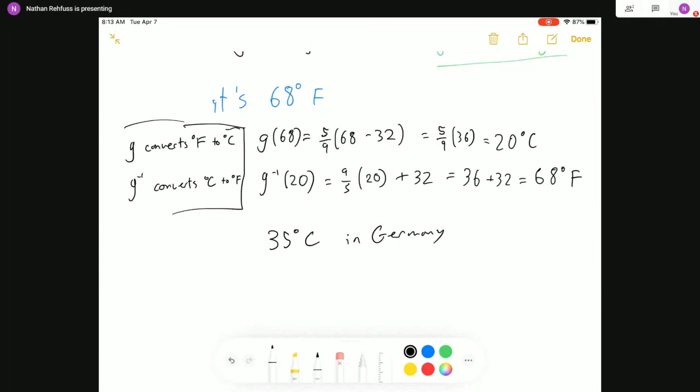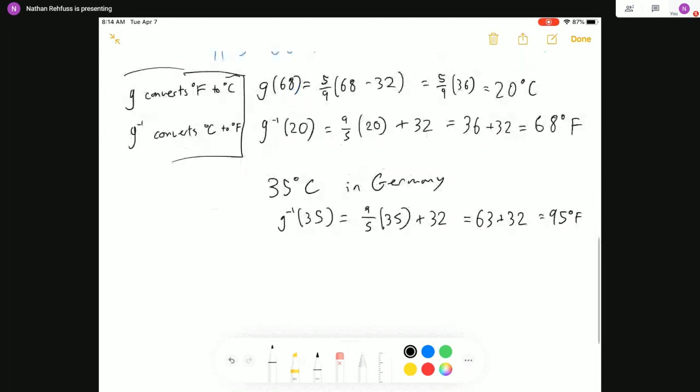Well, if I want to know what that is in Fahrenheit, I can go ahead and plug it into G inverse. G inverse of 35 is 9/5 of 35 plus 32. So I've used the formula for G inverse again. Well, 9/5 of 35 is 63. So that's 63 plus 32. Add those together and I get 95 degrees Fahrenheit.